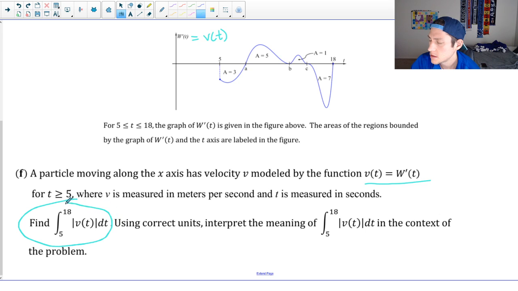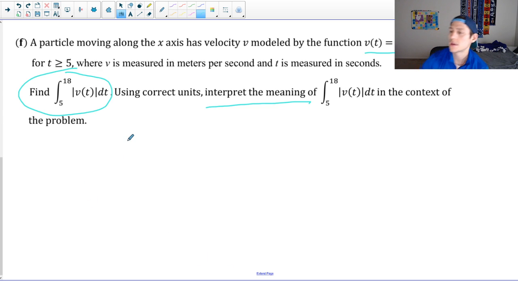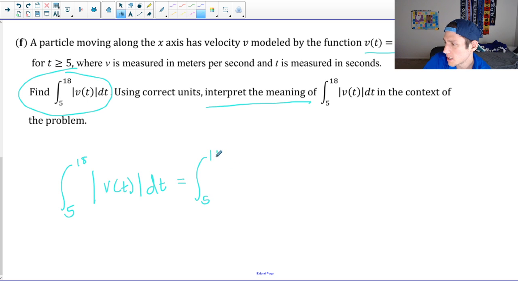Find the integral from 5 to 18 of the absolute value of the velocity function. Also interpret the meaning. Okay, so first let me just find the integral itself. So 5 to 18, absolute value of v of t dt. If you need to think about it, remember it says that v of t is the same thing as w prime. So if you wanted to change that back to w prime, you would be fine doing that.